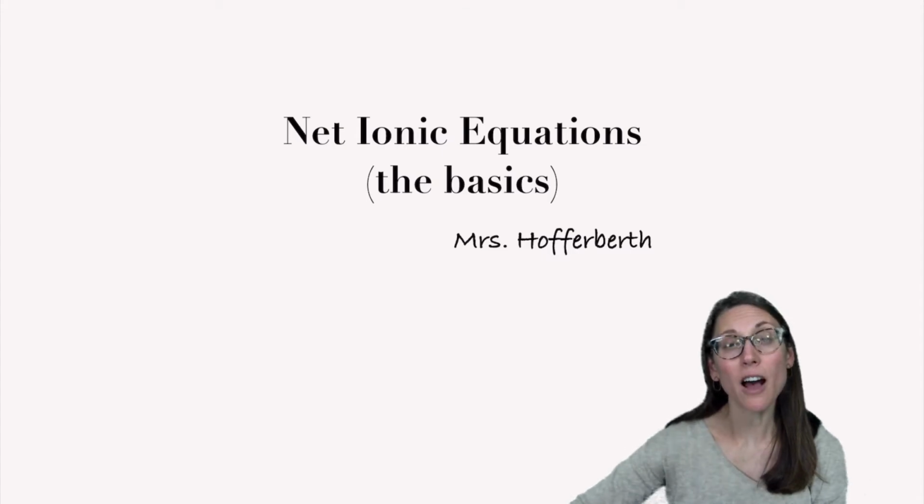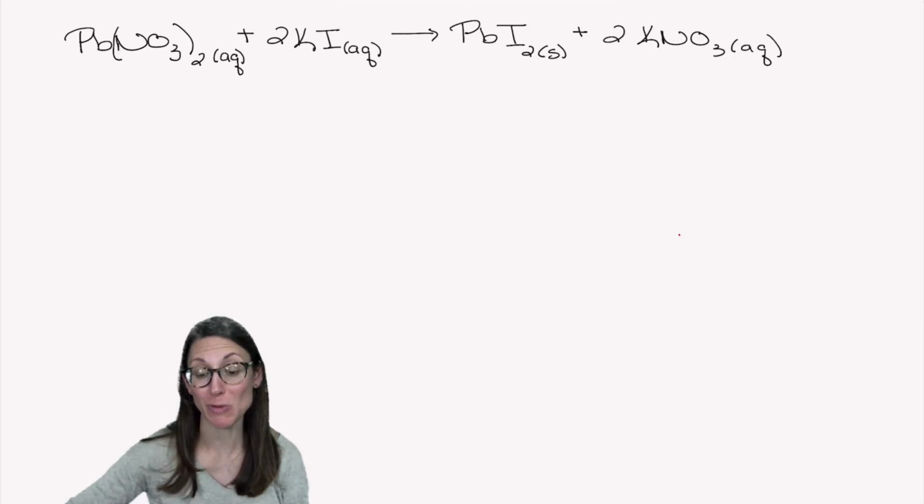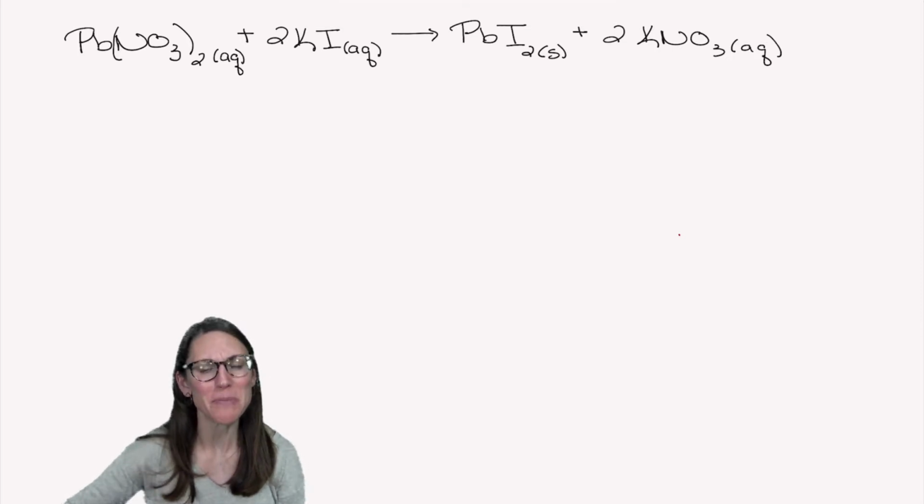Hey everybody, let's talk about the basics of how to write net ionic equations today. You are all familiar with writing balanced chemical equations. So for the example of lead nitrate and potassium iodide forming lead iodide and potassium nitrate, you can write a balanced chemical equation for that. But this balanced chemical equation doesn't really tell the whole story.